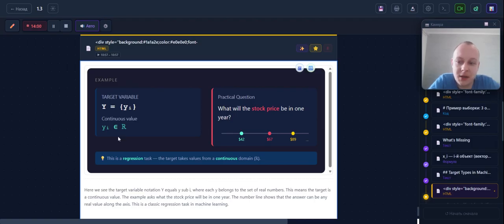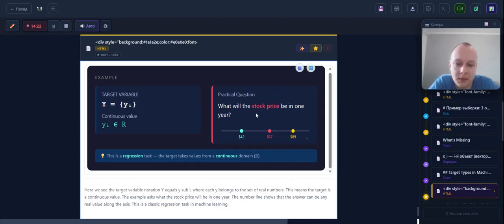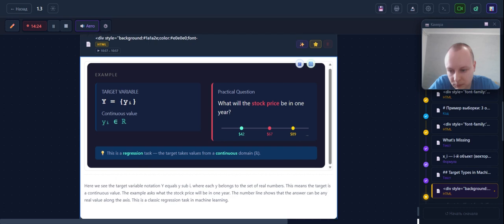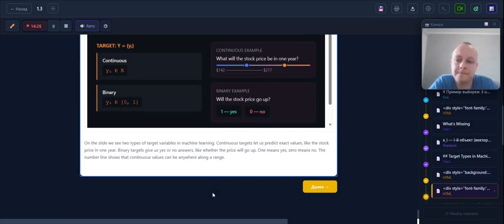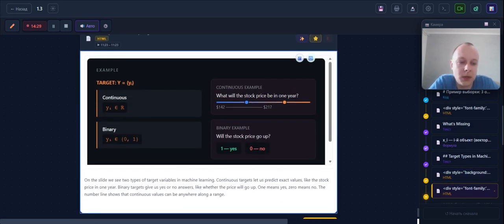First example of target is continuous value, the same as a feature we have. In the regression task, we want to use a target that takes values from a continuous domain, for example stock price. Second one, the same as the feature, binary target. Will the stock price go up? Yes or no?